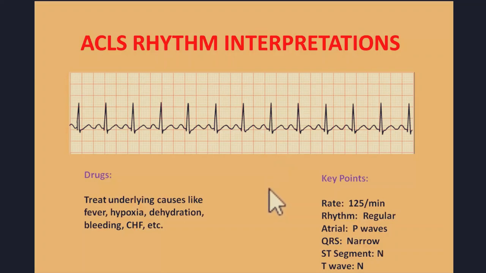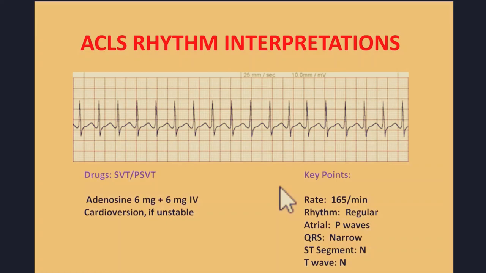The sinus tachycardia rate ranges from 100 to 160 beats per minute. Sinus tachycardia is not normal. Sinus tachycardia is usually due to some underlying cause such as fever, hypoxia, dehydration, bleeding, heart failure, etc. So we need to identify the underlying causes and treat them. So sinus tachycardia is not something we can ignore. It is something that is telling us we need to look further to determine what is causing the sinus tachycardia and treat the underlying cause.